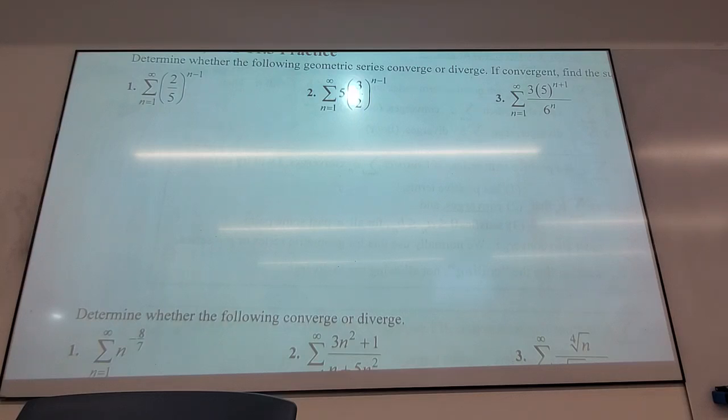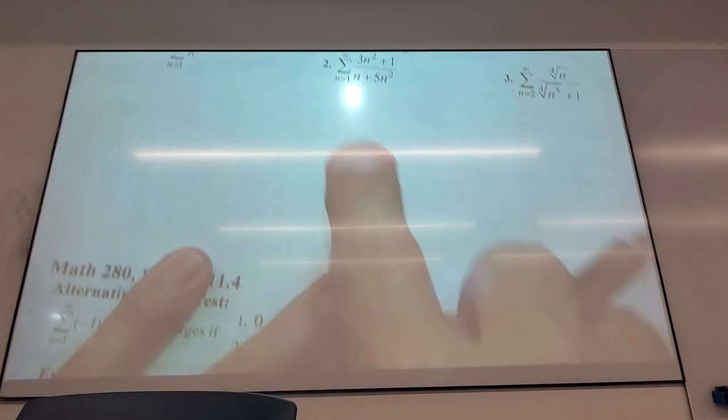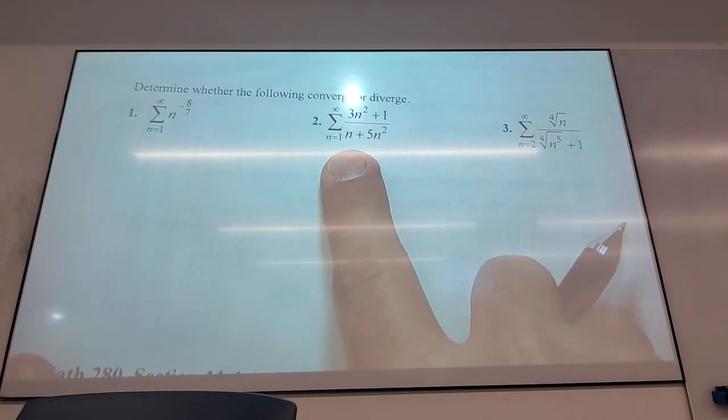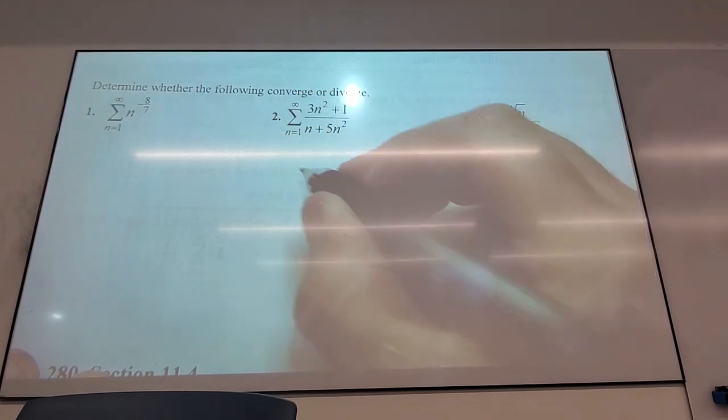So let's really quickly look, for example, just to put a pin on what I just said. Number 2. The second number 2. What's the limit of this? 3/5.